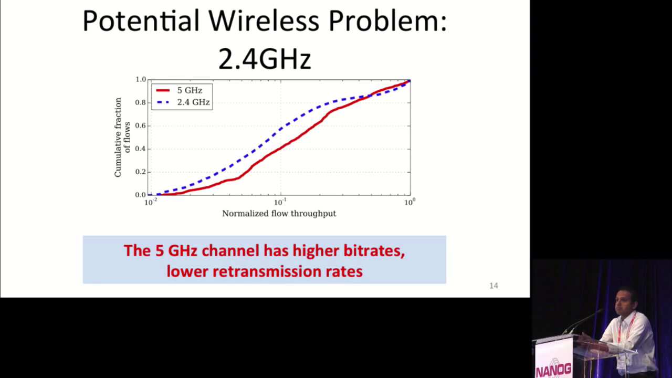And there could be multiple reasons why this could be the case. 2.4 gigahertz is typically more congested. It's also affected by non-802.11 devices like baby monitors or cordless phones. So the 5 gigahertz channel is cleaner. I don't know if it's systemic. I mean, if it starts getting more popular, you could start seeing more problems in 5 gigahertz as well. But right now, we see that the 5 gigahertz channel performs way better than the 2.4 gigahertz channel.